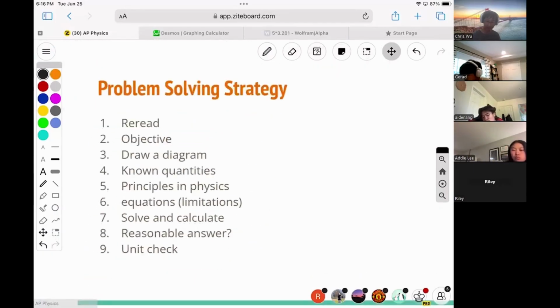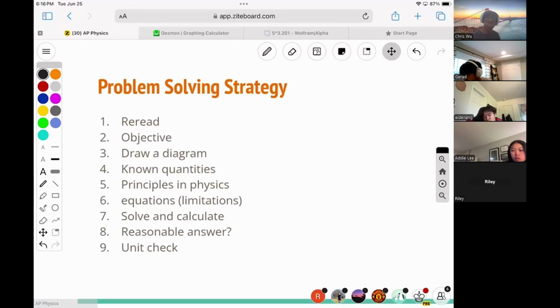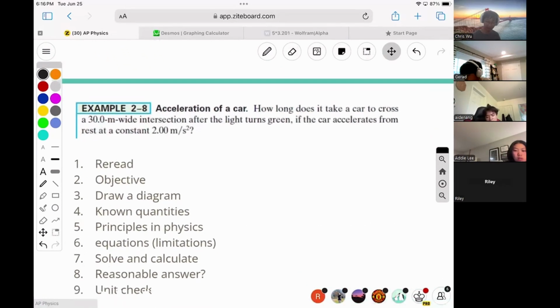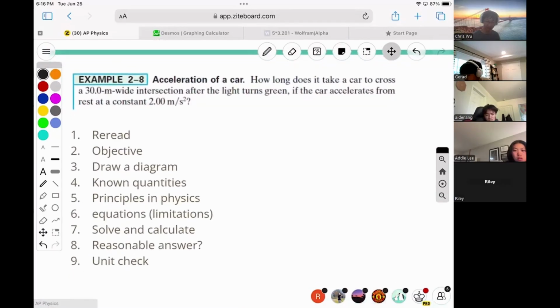Okay, here's a problem solving strategy. I kind of did that already. Let's take a look at this one. Let me use these steps for this one as well. How long does it take a car to cross a 30-meter wide intersection after the light turns green if the car accelerates from rest at a constant 2 meters per second squared? Reread: how long does it take? So I'm asking for time.